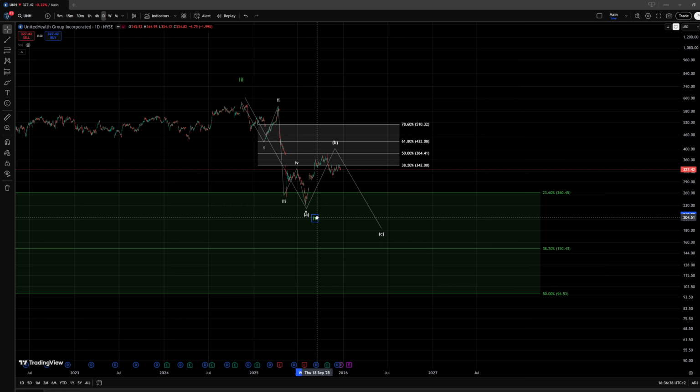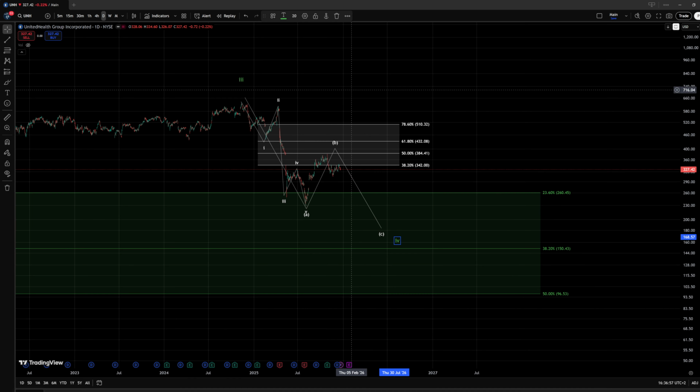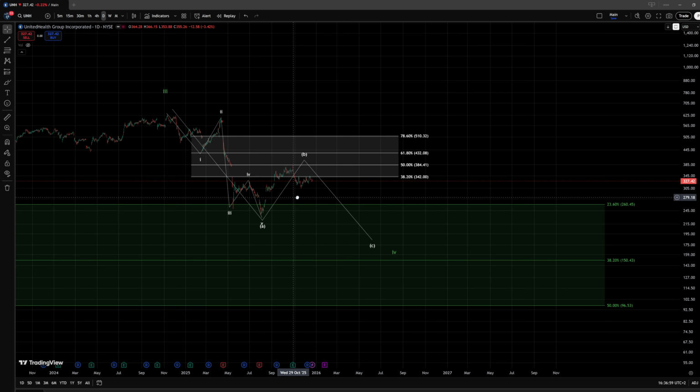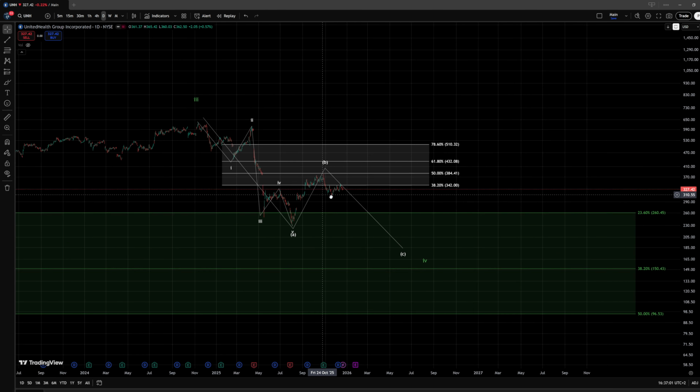And to be clear, the market can always do what it wants. We can have even different interpretations, but this is actually a decently clear structure, and from a probabilistic perspective, this is what we should be prepared with, the highest possibility outcome of what we can really track on this chart. Now, with that said, within this area in the wave B, we technically could have already topped.